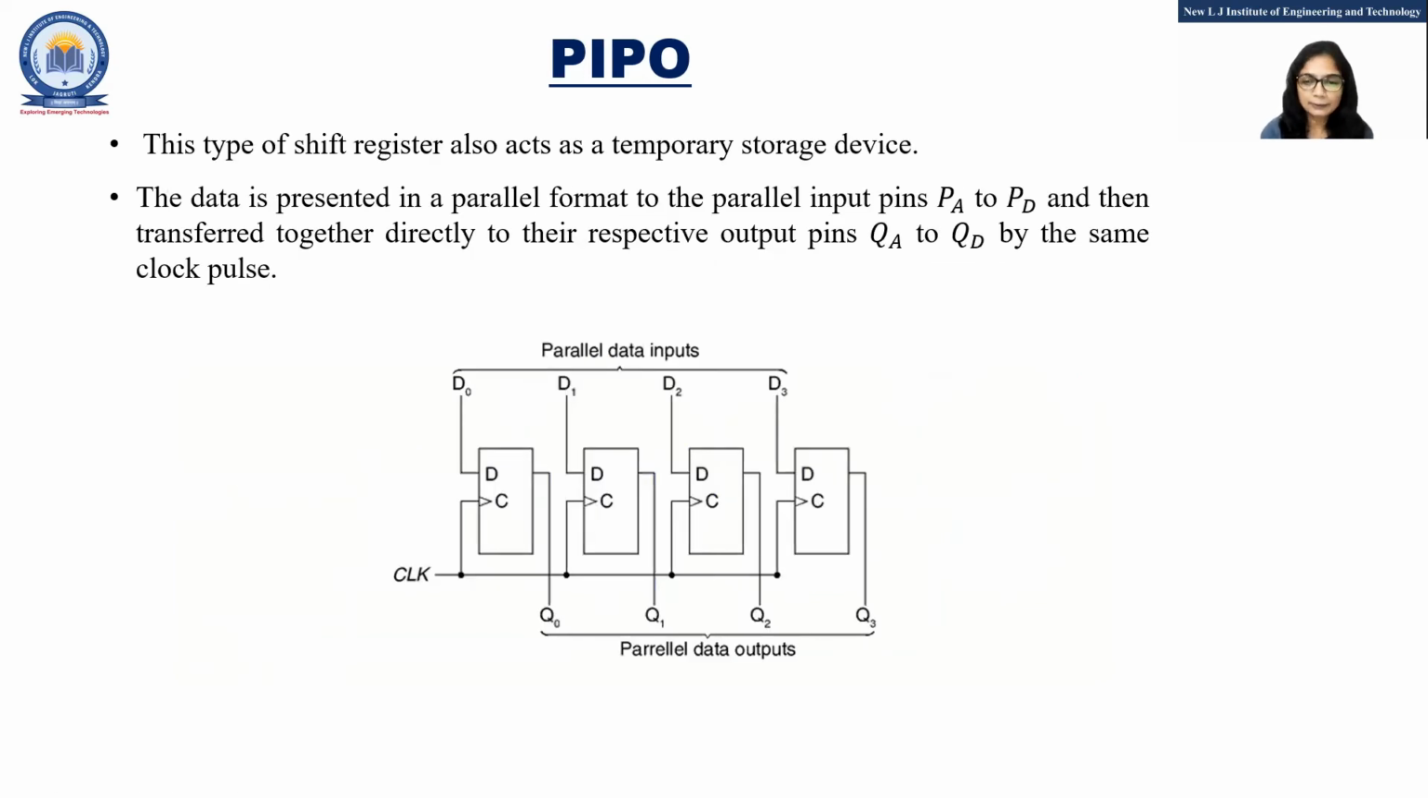Now we'll see PIPO, parallel in, parallel out. 4-bit PIPO, so 4 flip-flops are used here. Now you can see parallel data inputs. I am applying data simultaneously and we are taking output simultaneously from each and every flip-flop. So this is what parallel in, parallel out.